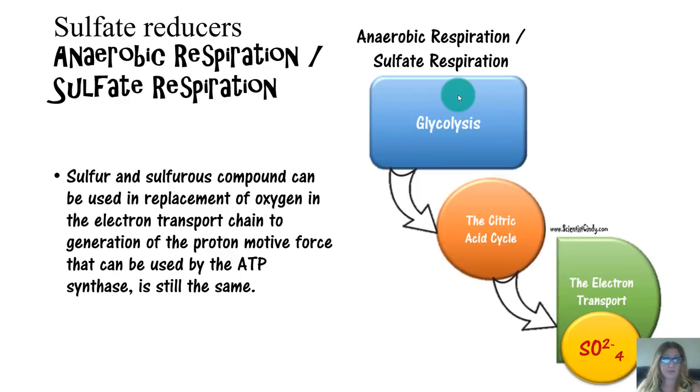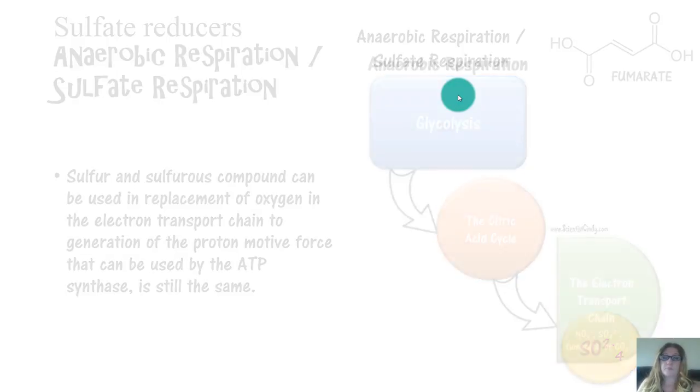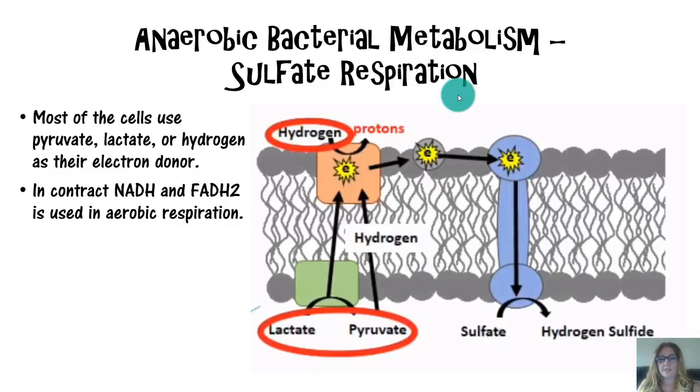Now, our sulfate reducers are another group of our anaerobic respirers. And here you're going to have some type of sulfur or sulfurous compound used as the replacement for oxygen as the final electron acceptor. And here is a schematic of what their electron transport chain looks like. Very, very different. So most of the cells here actually will use pyruvate, lactate, or hydrogen as their electron donor to the electron transport chain.